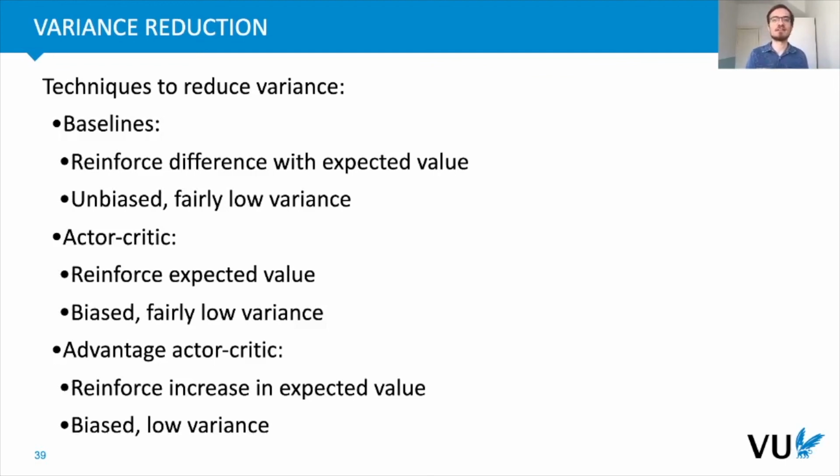But even better is the advantage Actor-Critic. It reinforces based on the difference in expected value. So if you do better than you expected to do, that's what you reinforce on. So you increase based on how much better you think you will do. And if you can estimate the critic well, this can be a very accurate and low variance gradient. Next, we're going to look at world models in the final part of deep reinforcement learning.